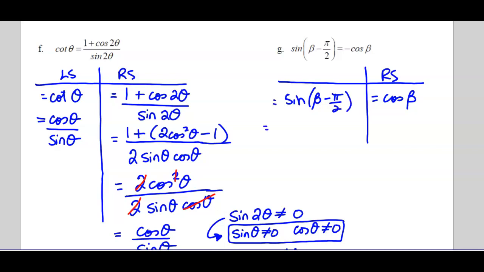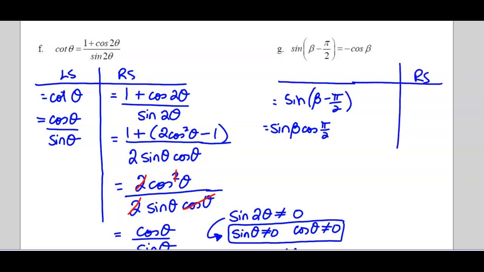Remember, sine of this difference of two angles is sine cos minus cos sine. So sine of beta cos of pi over 2, and I'm just going to move this to the right a little bit, minus, same sign there, cos. The formula sheet puts cos first. If you want to put sine first, that's fine, as long as you then make sure you have the different angle.